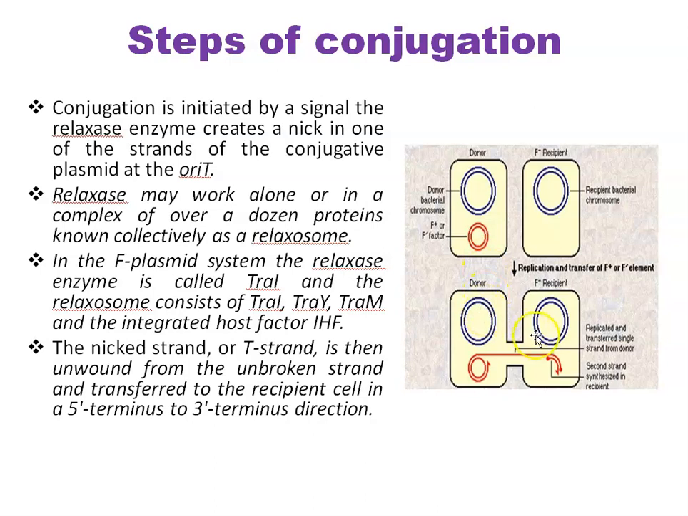When you look at this second diagram, this nicked strand, or T strand, is first unwound from the unbroken strand and then transferred to the recipient cell in a 5' terminus to 3' terminus direction, right? So the 5' end has a free hydroxyl or phosphate group on the fifth carbon, while the 3' end has a free hydroxyl or phosphate group on the third carbon, right?